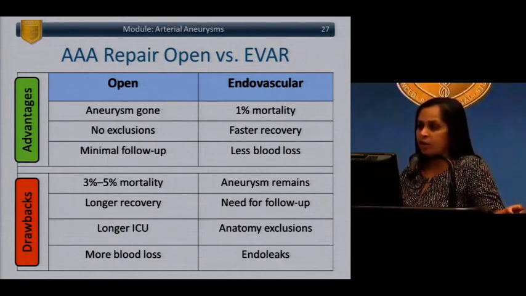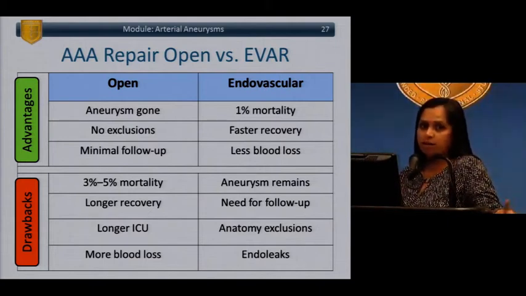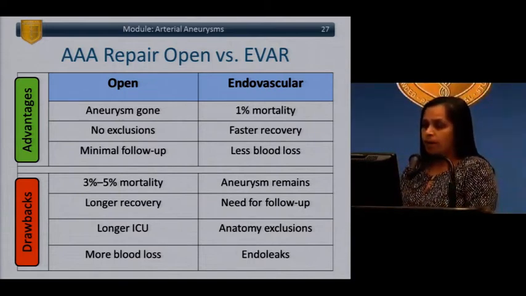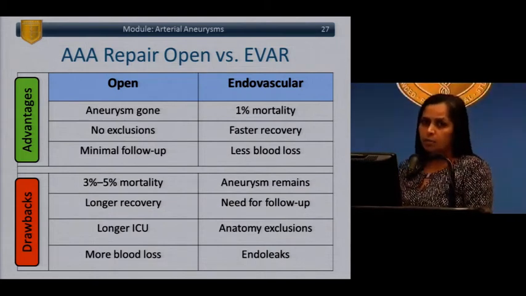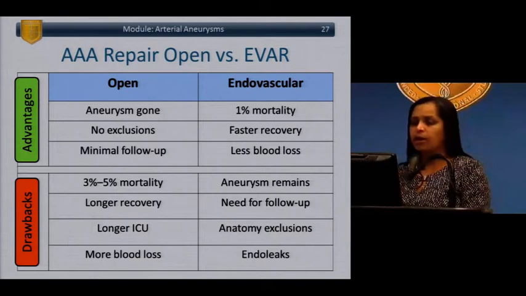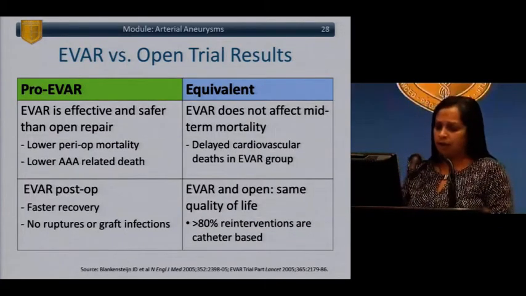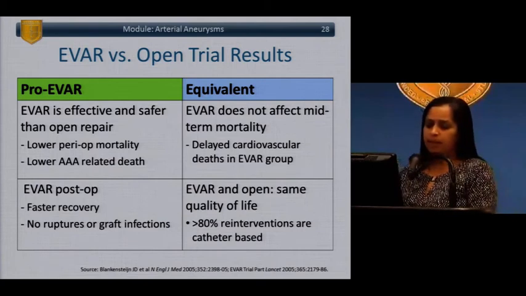The disadvantages are that we do not remove the aneurysm, and the fixation is based on a device and a stent fixing to the wall of the aorta, not our full thickness sutures. So they do need long-term follow-up. There are definitely anatomic exclusions, although this technology is getting better and better. And then the Achilles heel is this concept of endoleaks that occur after aneurysms are repaired this way, which we'll talk about in a minute.